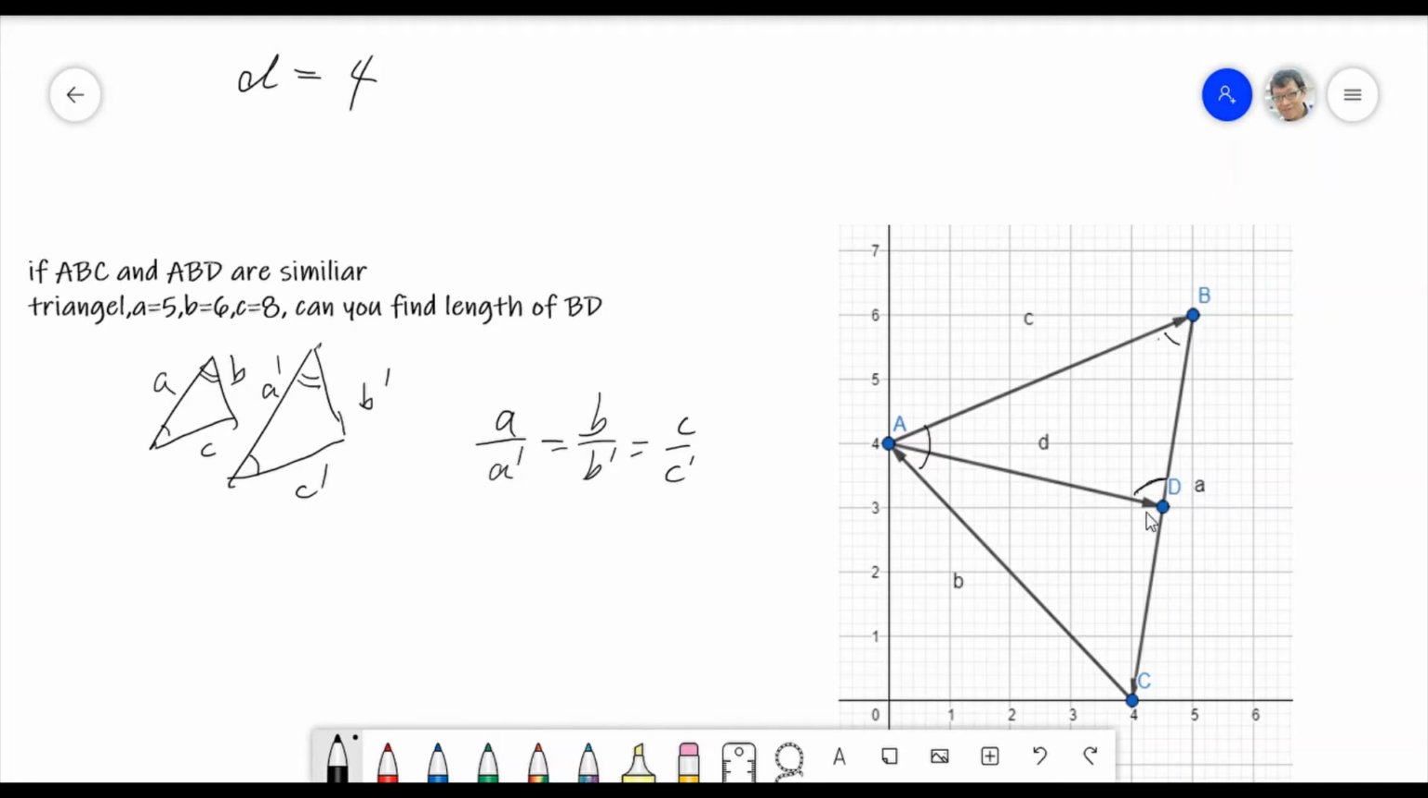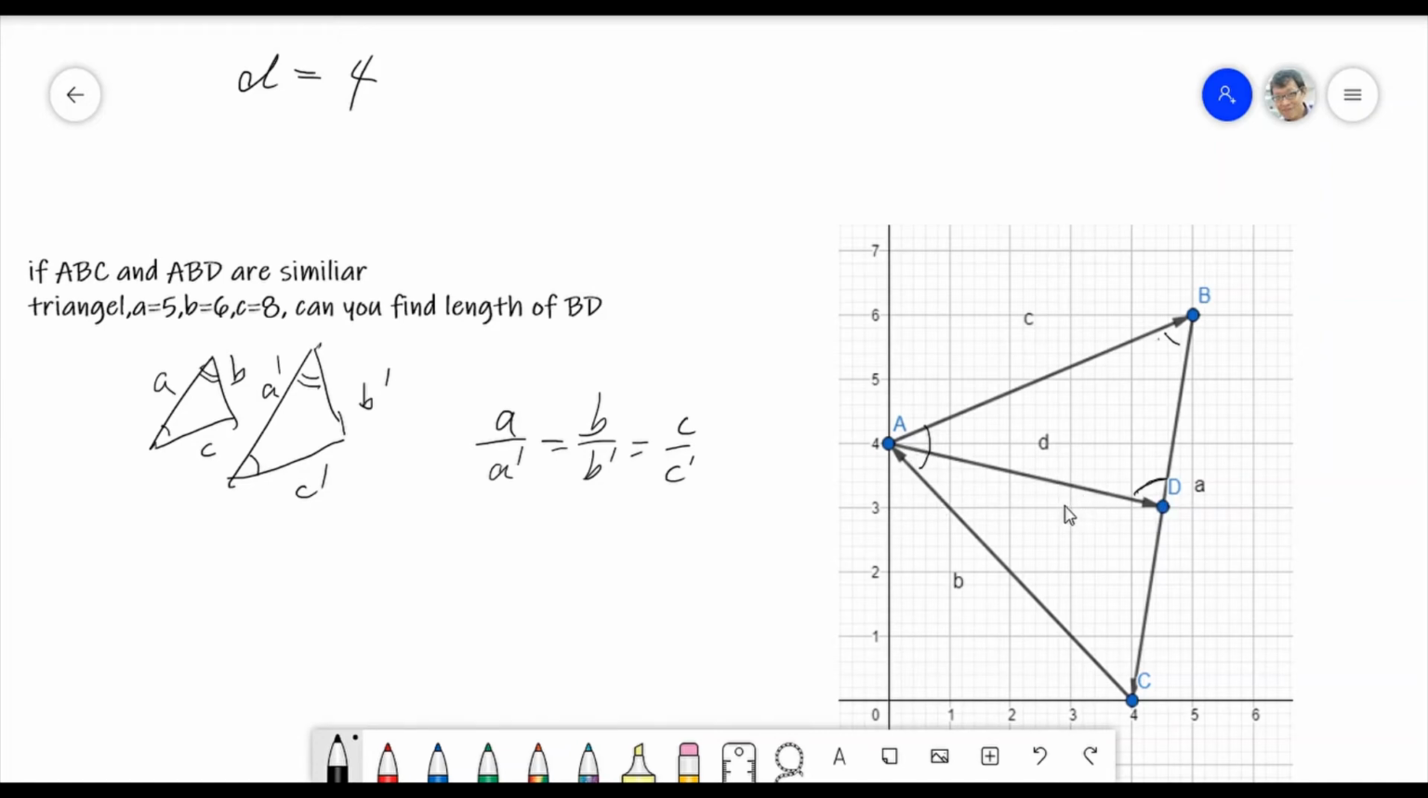BD, BD. Okay, can you find the length of BD? Can you find the length of BD? Okay, so how to find the BD? We have to make use of the characteristic of the similar triangle to find the D.